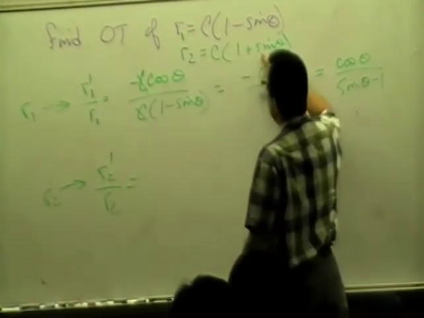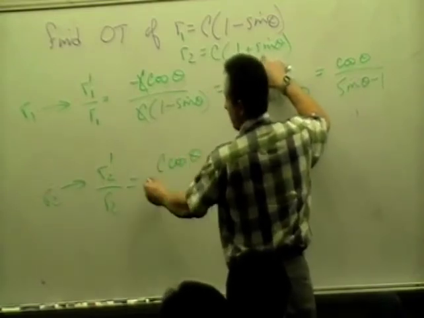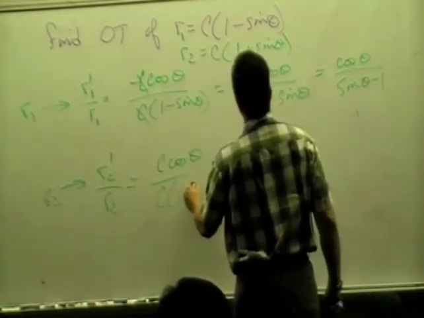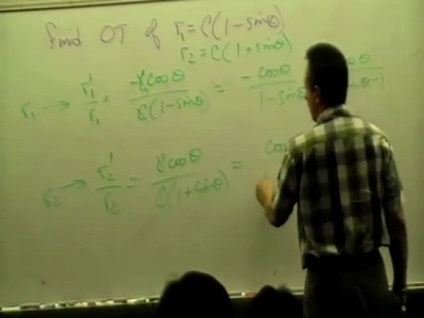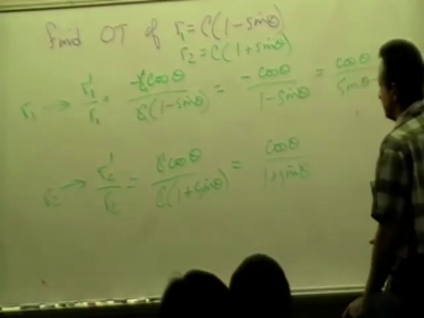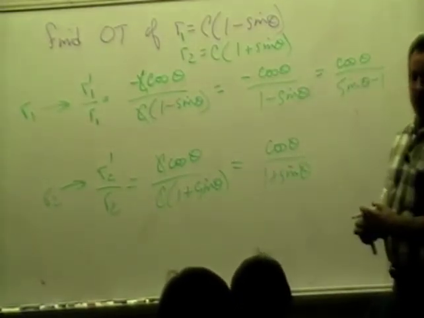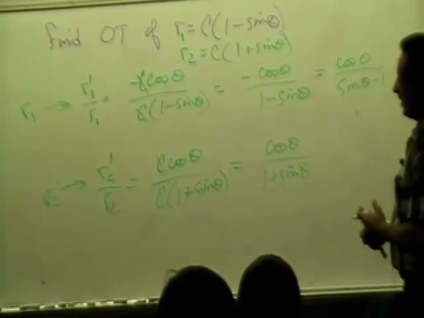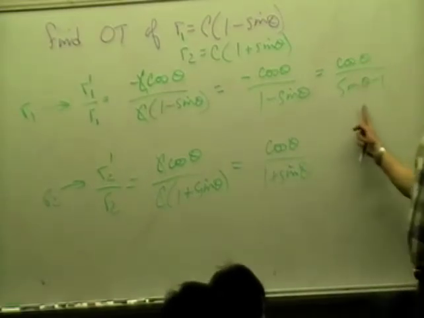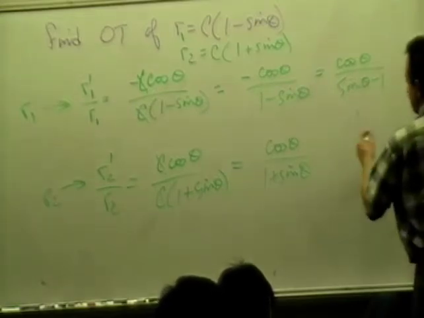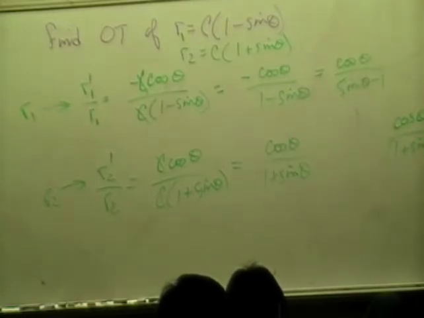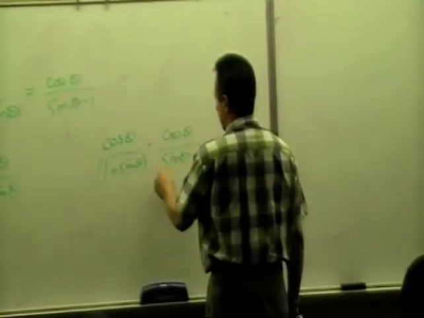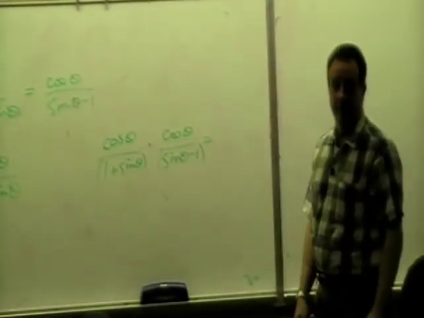That'll be 0 plus c cosine theta over c times 1 plus sine theta. The c's cancel, and I simply get the cosine of theta over 1 plus the sine of theta. And you notice, are they negative reciprocals? Hard to tell right now. So I'm going to multiply the two. What should that give me? So if I took the cosine of theta over 1 plus the sine of theta, and multiplied it by the cosine of theta over sine of theta minus 1, and pray that I get negative 1.